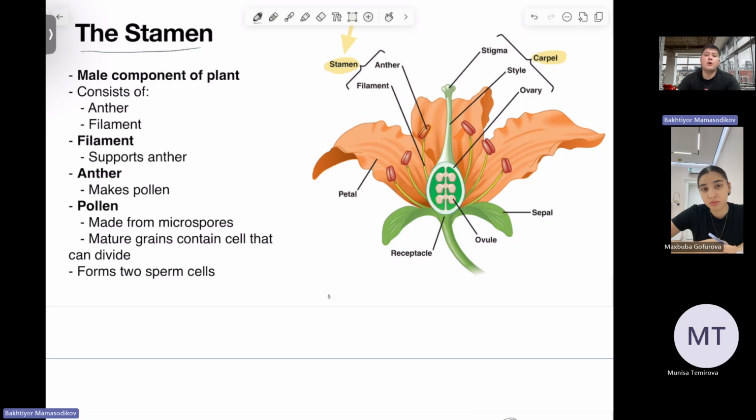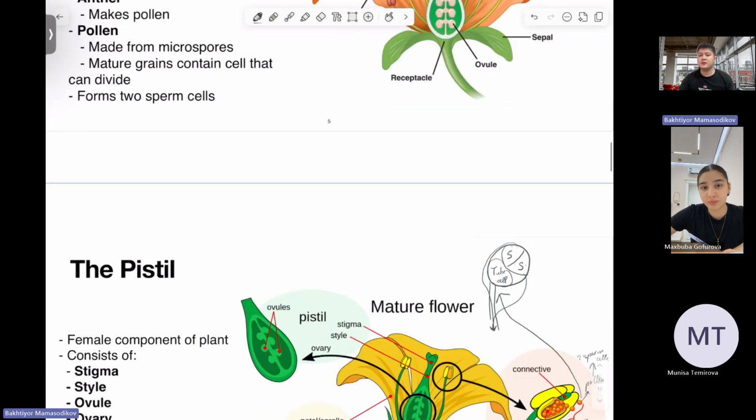So no pollen means no fertilization. No fertilization means no seed. That means no new plant is formed. Any questions so far? No, everything's clear. Okay, let's learn the pistil.